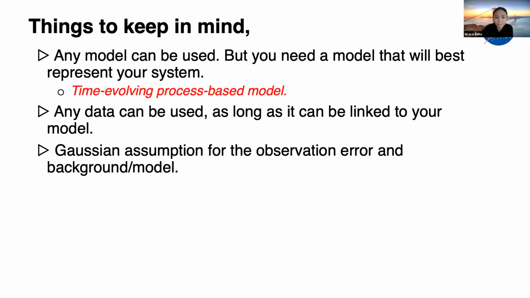Just some things to keep in mind. Any model can be used, but you need a model that will best represent your system. And to leverage the potential of using sequential data assimilation, we need to use time-evolving process-based or physics-based models, because if we use kinematic models, they do not have the predictive capability, so we'll lose this ability to forecast the next state of the system. Second is that you can use any data as long as you can link it to your model. And third is that we strictly follow Gaussian assumption for the observation and the background or model error to obtain the optimal or best estimate of the state.